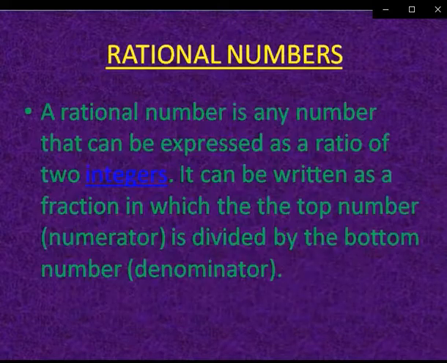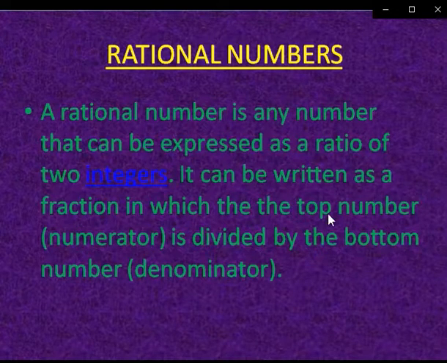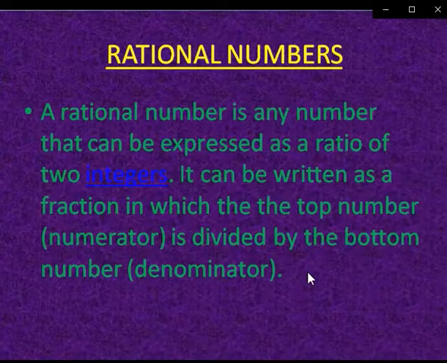Now, what about the definition? A rational number is any number that can be expressed as a ratio of two integers. It can be written as a fraction in which the top number is the numerator divided by the bottom number, which is the denominator.